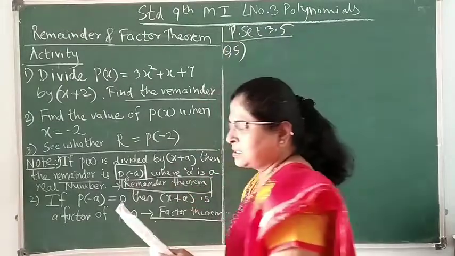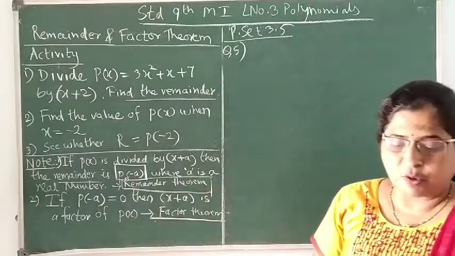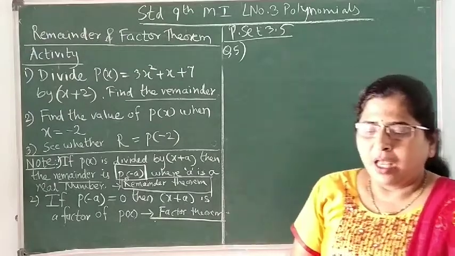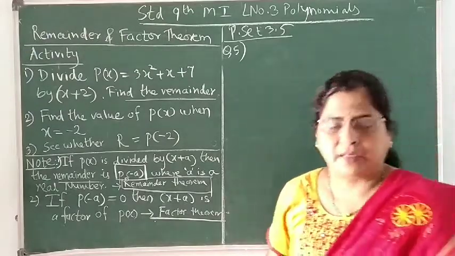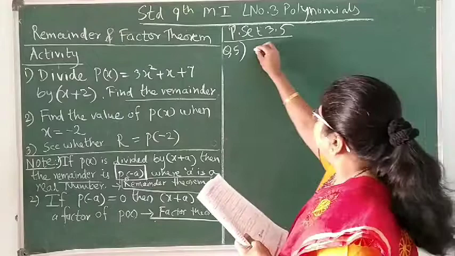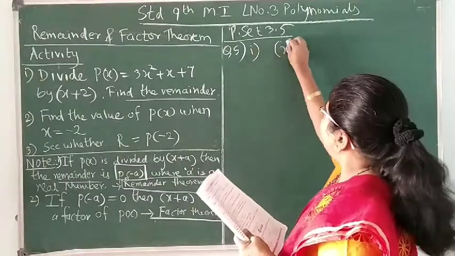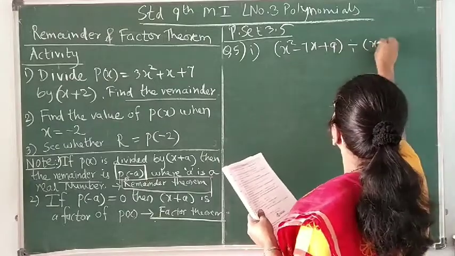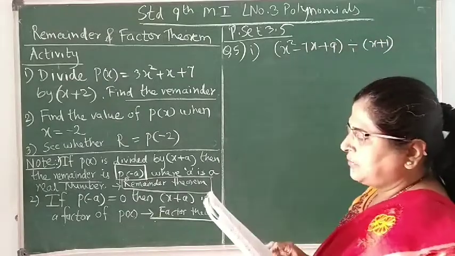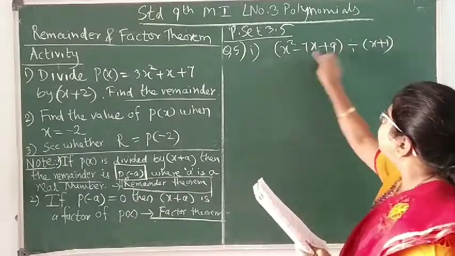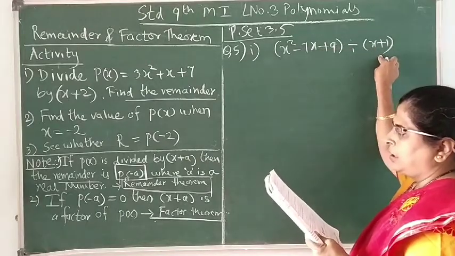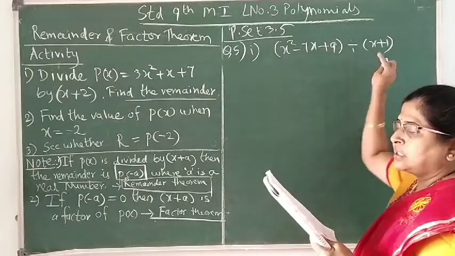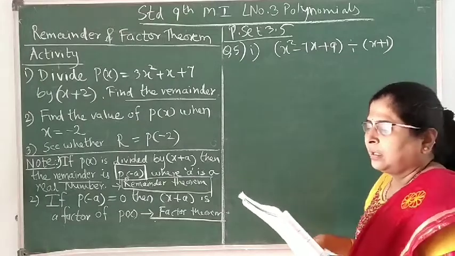Question number 5 is: divide the first polynomial by the second polynomial and find the remainder using the factor theorem. The first one is x square minus 7x plus 9. We have to divide it by x plus 1. So we have to divide the first polynomial by the second polynomial and find the remainder using the factor theorem also.